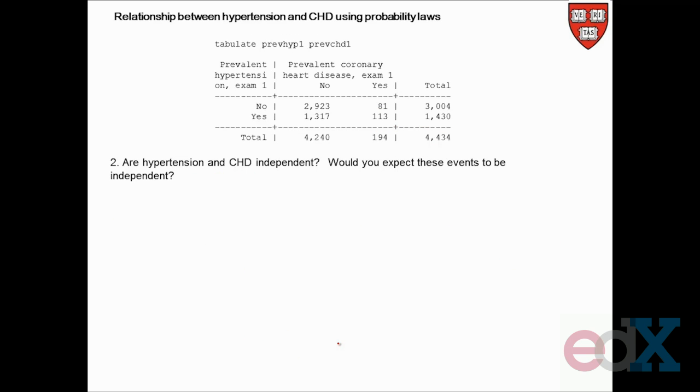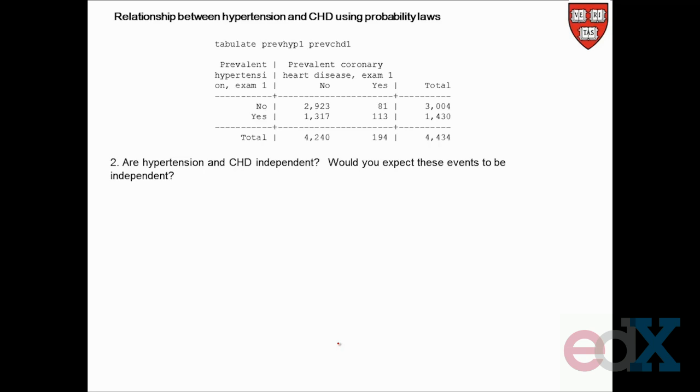Next, we want to ask the question, are hypertension and CHD independent? And would you expect these events to be independent? So just guessing, knowing what I know about hypertension and CHD, I wouldn't expect them to be independent because generally hypertension is a risk factor for CHD. But let's do the calculations to find out.